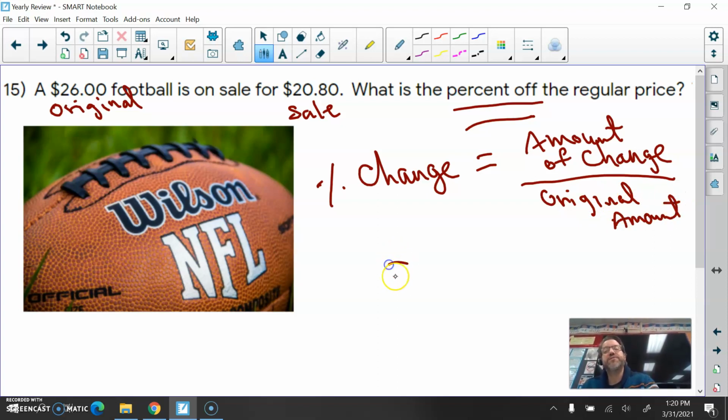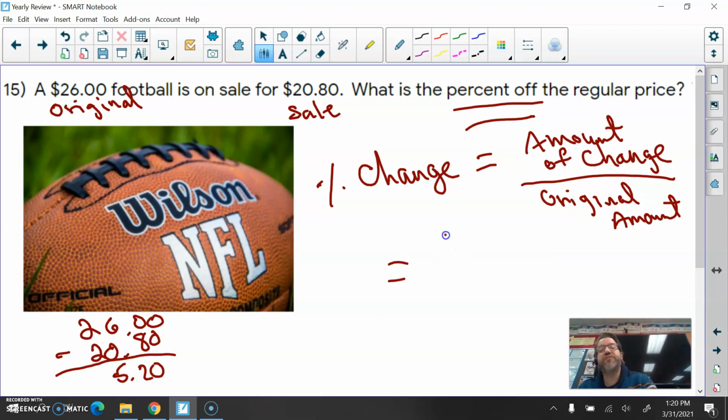Okay, so the amount of change is what we get when we take $26 and we subtract $20.80. You can use a calculator for this. It comes out to $5.20. So the amount of change is $5.20. And then we'll divide that by the original amount.